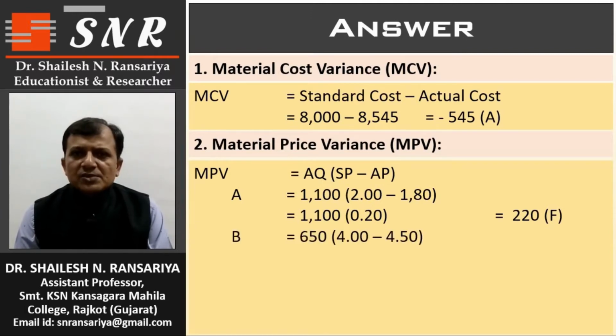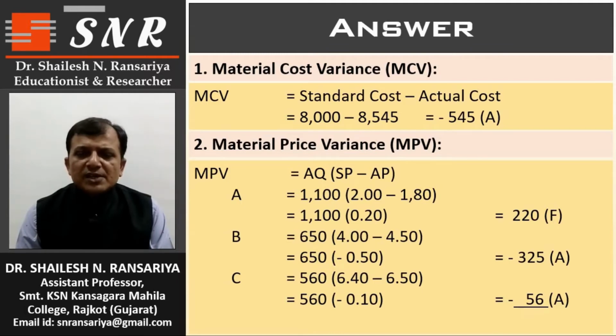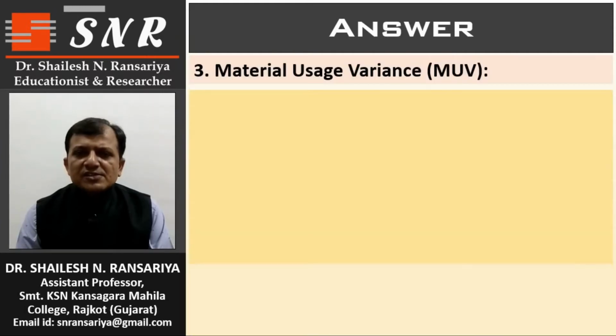For B, AQ 650, SP 4 minus AP 4.5. So 650 multiply minus 0.5. So it is 325 adverse. For C, 560 into bracket 6.4 minus 6.5. So 560 multiply minus 0.1. So the variance is minus 56 adverse. Total material price variance minus 161. It means adverse. Next, material usage variance. MUV is equal to SP into bracket SQ minus AQ.